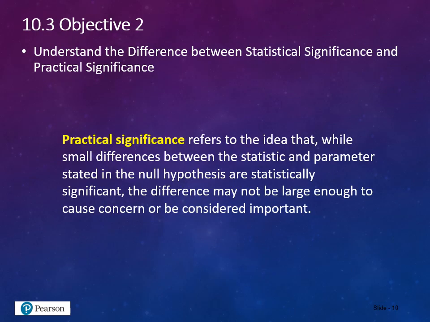So our second and last objective in section 10.3 is to understand the difference between statistical significance and practical significance. Practical significance refers to the idea that while small differences between the statistic from a sample and a parameter from the population stated in the null hypothesis are statistically significant, the difference may not be large enough to cause concern or be considered important. So this is really about a conceptual difference, if you will, of practical significance.